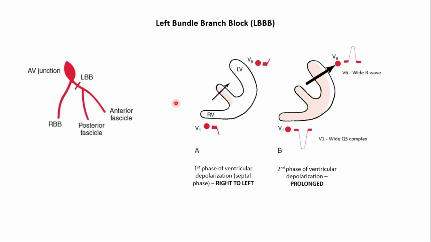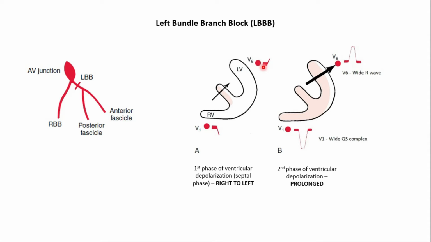So now we deal with left bundle branch block. Since the left bundle branch is blocked, the time for depolarization is increased, and the first phase of ventricular depolarization, in which the vector normally points from left to right, now points from right to left. As a result, we see a first negative deflection in V1 and a first positive deflection in V6.